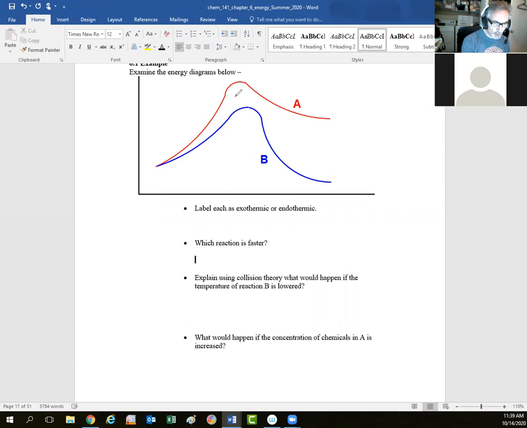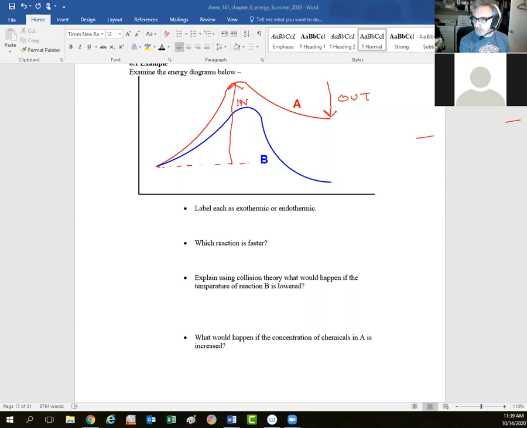So if we look at the first one, A, the energy going in to reaction A looks like that, but the energy coming back out is only that. So that's what's coming back out as a new bond forms, and that's the energy which is going in.